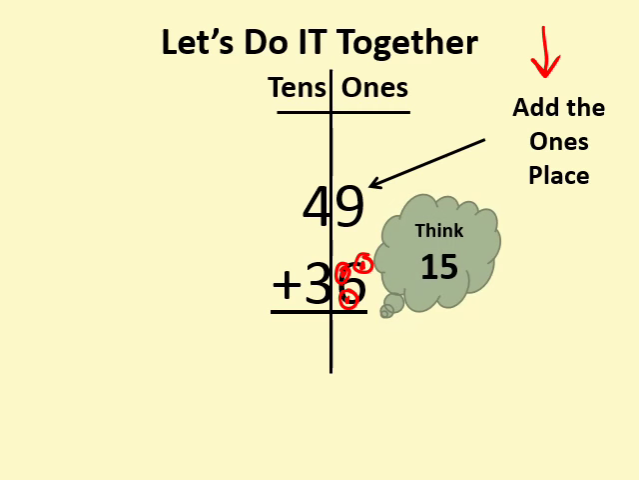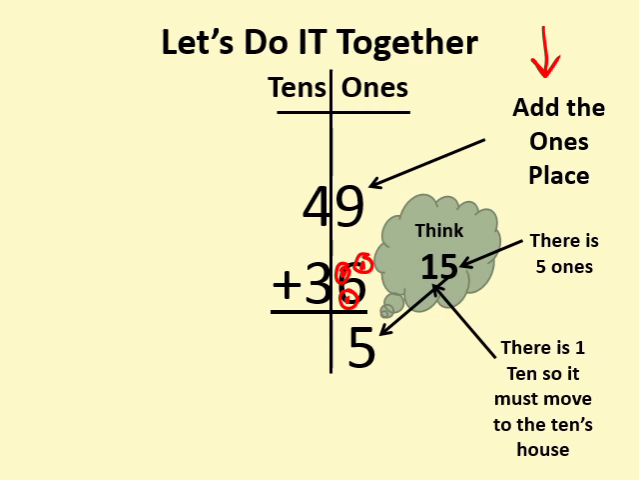So I'm going to think 15. There are 5 ones, so I'm going to put them into the ones place. I made a 10, so the 10 has to be moved to the tens house. Now I can go ahead and add my tens place. I'm going to again start at the top and work my way down.